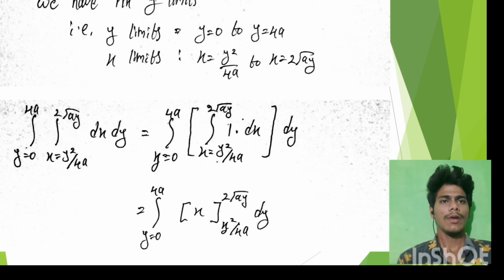we have fixed y limits, y equals 0 to y equals 4a. For y, the x limits are x equals y square by 4a to x equals 2 root ay. We see the problem. Integral y equals 0 to 4a, integral x equals y square by 4a to 2 root ay, dx dy, equals integral y equals 0 to 4a of the integral x equals y square by 4a to 2 root ay dx, whole dy.